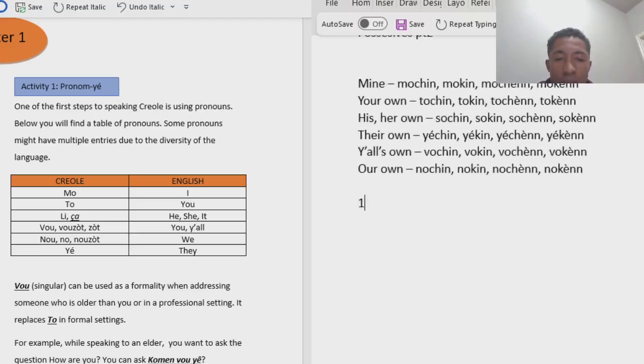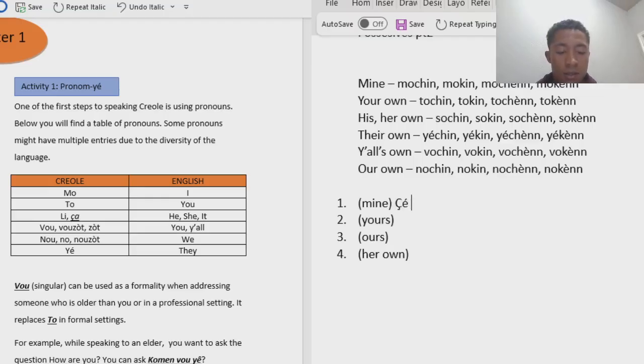So, for some practice, let's do the mine, yours, ours. That's a song, if I'm not mistaken, by what's that girl name? Mooney Long. And her own. Yeah, hours and hours.